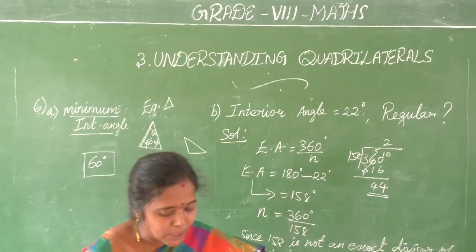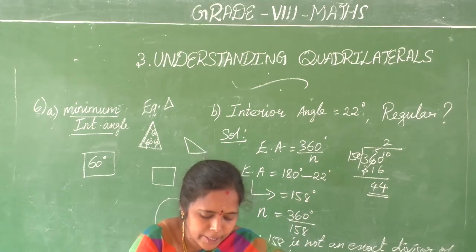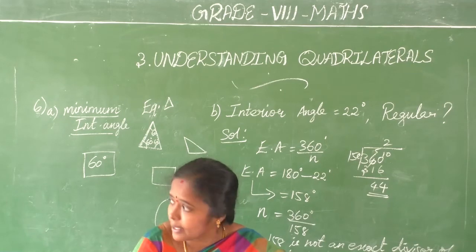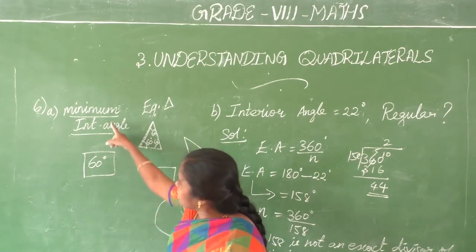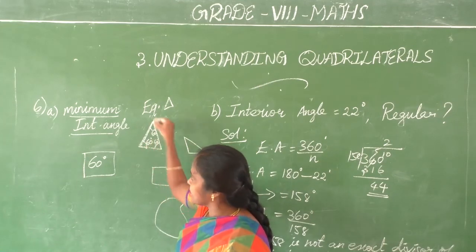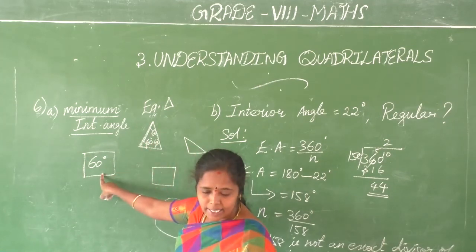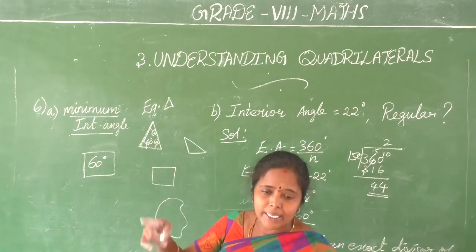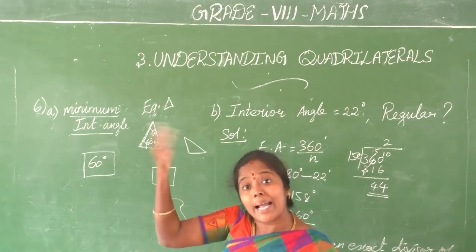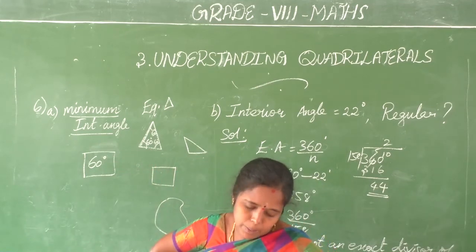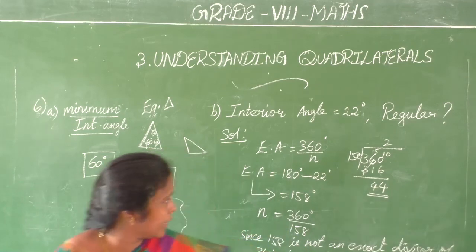Secondly, they asked what is the maximum exterior angle possible for a regular polygon? The A question was the minimum interior angle of a regular polygon is dash, and the answer is 60 degree. Continuing, they asked one more question. Minimum interior is 60 degree, so what is the maximum? What is the maximum exterior angle possible for a regular polygon? How do you find it out?